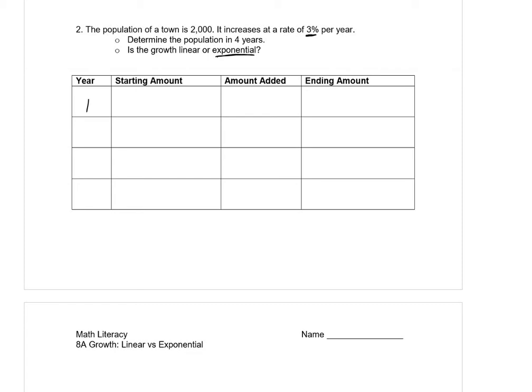Let's see. Year 1, the starting amount is 2,000. And how much is going to be added? Well, it's going to be 3% of the 2,000, which means that there's going to be 60 people added. So I have 2,060 for my ending amount.